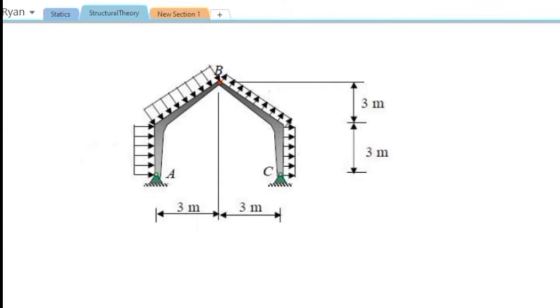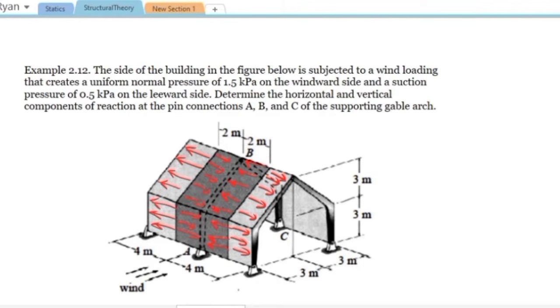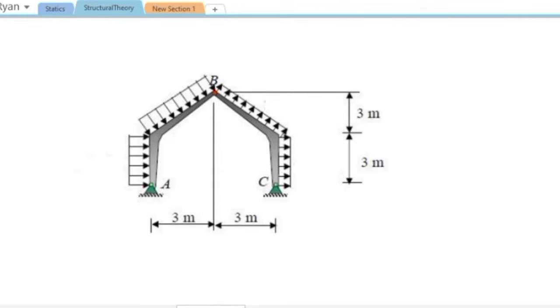In order for us to compute for the magnitude of the uniformly distributed load on the windward side, kung babalikan natin sa problem, we have the uniform normal pressure of 1.5 kilopascal on the windward side and the suction pressure of 0.5 kilopascal sa leeward side. So yung normal pressure natin dito sa windward side natin is 1.5 kilopascal and yung suction pressure at the leeward side is equal to 0.5 kilopascal.